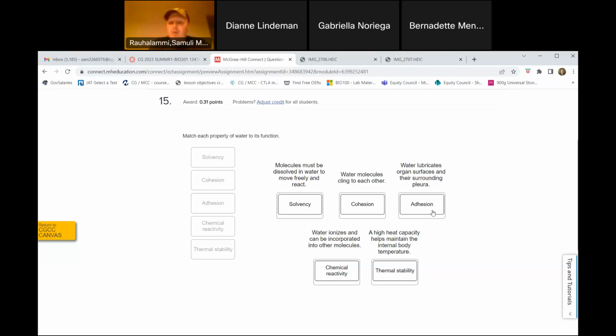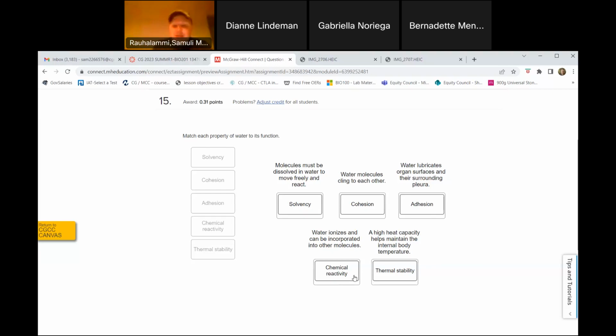When we're talking about water lubricating organ surfaces and their surrounding area, we're talking about adhesion. So cohesion and adhesion. Adhesion is an example of how water molecules are attracted to other surfaces, especially polar surfaces. So when you go out after a night and you see humidity still stuck on spider web surfaces, plant leaves, and so on, that's an example of adhesion. Water molecules are attracted to other surfaces.